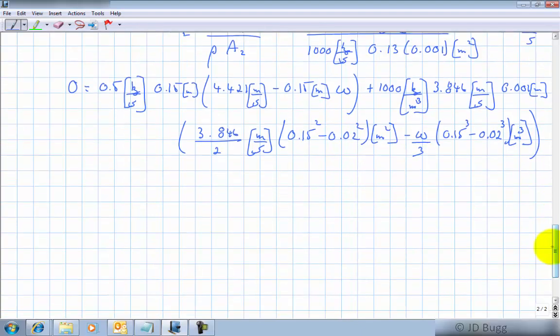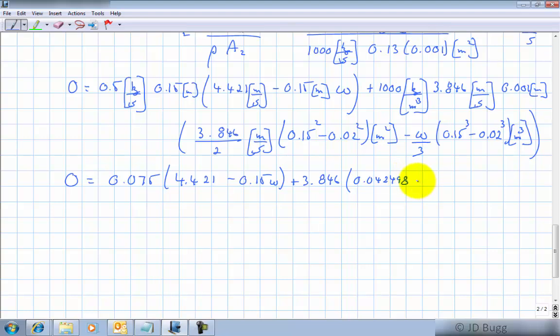So we can just simplify all of this stuff down. Get 0.075 here, 4.421 minus 0.15 omega, plus 3.846 if we multiply all of that stuff out. And then inside of here, this we can solve. That is 0.042498 minus that we can calculate out is 0.0011223, and there's another omega there. So we've just done a bunch of these calculations, and now we can actually solve for that omega, and that works out to 31.80, and have to remember this is going to come out in radians per second.